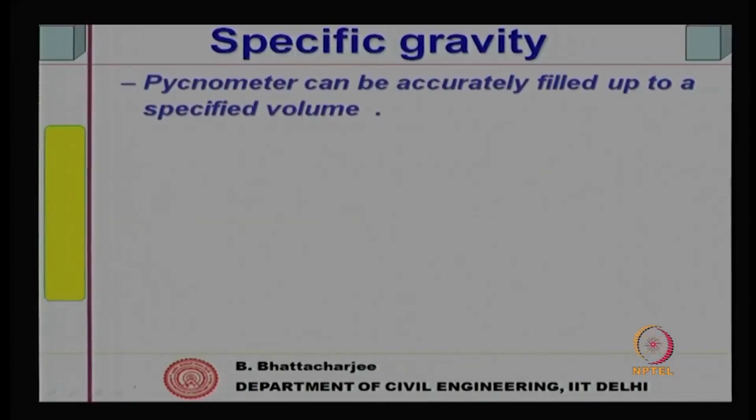Specific gravity. Specific gravity, pycnometer can be accurately filled up to a specified volume. Supposing I have got a bottle or something like that, which I can close, something like this. I have a sealed lid, and I can fill the water up to some specified volume.